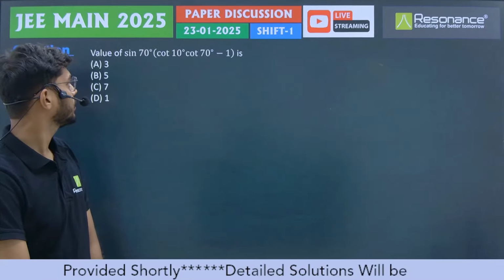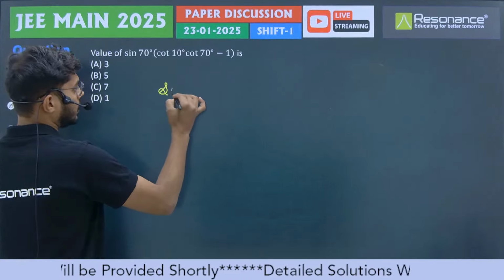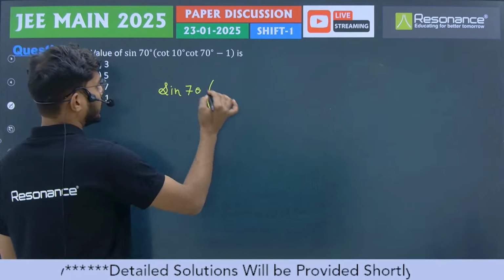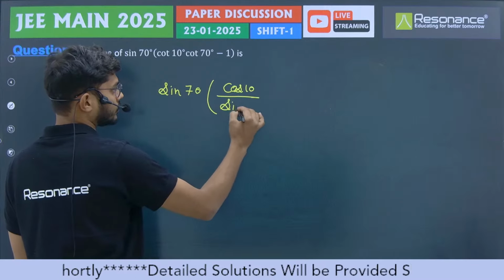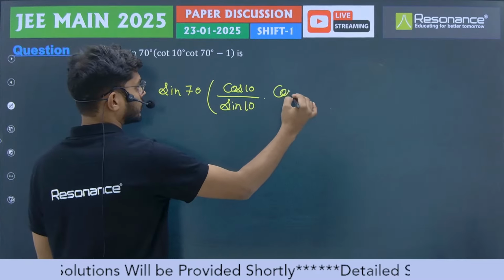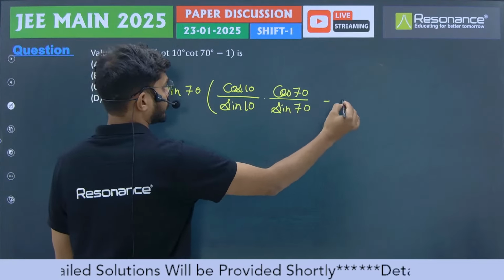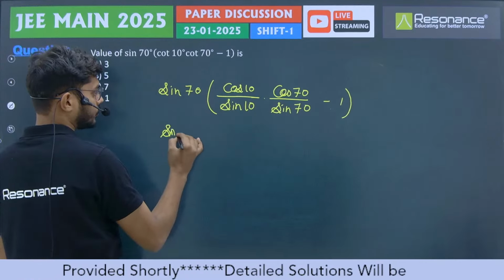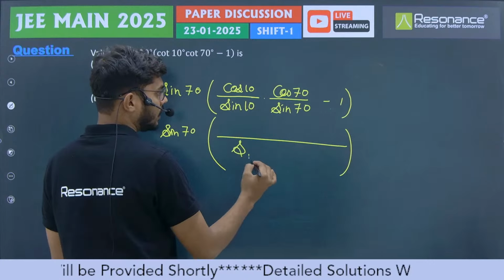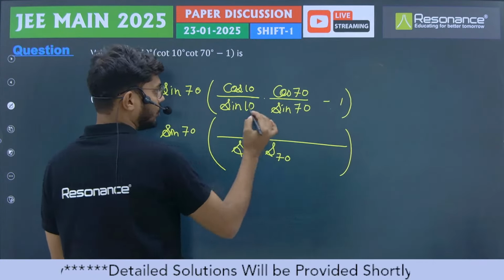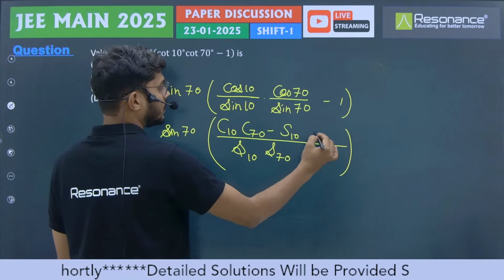So moving on to the next question, a basic trigonometric question. It is given as sin 70. Can I write cot as cos by sin? Take the LCM. If I take the LCM, what will I get? In the denominator I got sin 10, sin 70. In the numerator I got cos 10, cos 70 minus sin 10, sin 70.